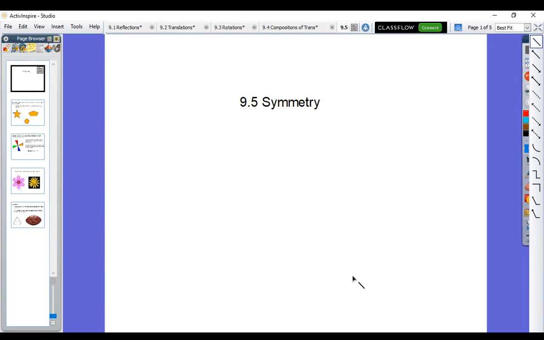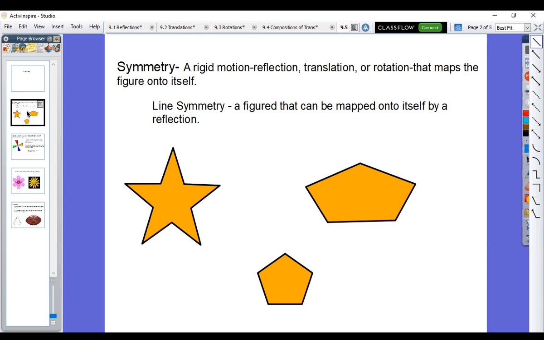I'm talking about symmetry here. It's a different kind of transformation because it's not really transforming, but it's a way of looking at transformation. So let's look at symmetry. Symmetry is a rigid motion, reflection, translation, and rotation that maps itself. So it's just saying that if I were to do a reflection, a translation, or a rotation, I will make one half of this figure look like the other half of this figure.